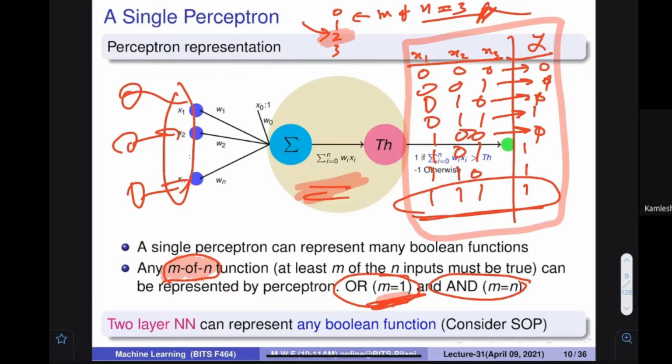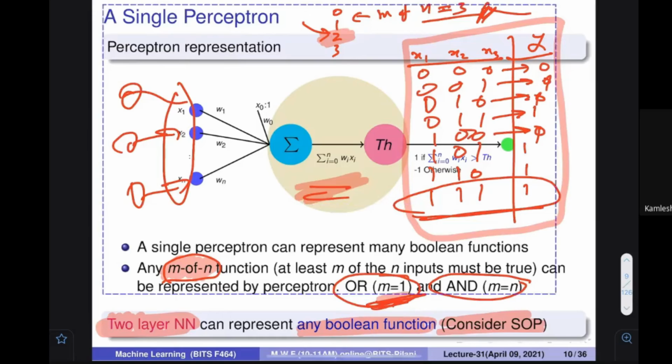Later we would explore that 2-layer neural networks, if you only have the 2 layers of neural networks, can represent any Boolean function. Later we would see. Right now, from this particular slide, you need not understand. I've just written this. We would later see and discover this. All right. So from this slide, what is the takeaway?